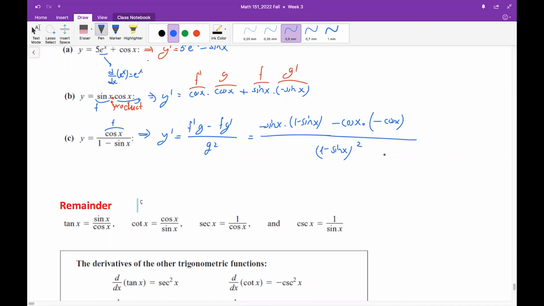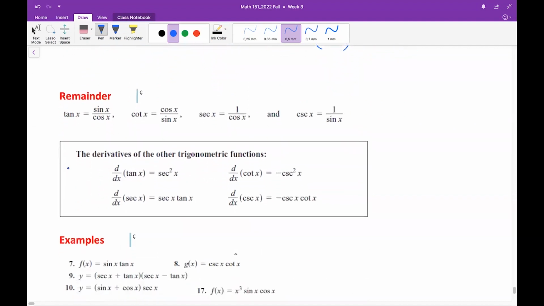Okay, this is the first derivative of the given y. So let's move on. Here is a nice reminder for you about what is tangent x. It is sine x over cosine x. Cotangent x is in fact 1 over tangent x, so it is cosine x over sine x. Secant x is 1 over cosine x, and cosecant x is 1 over sine x.